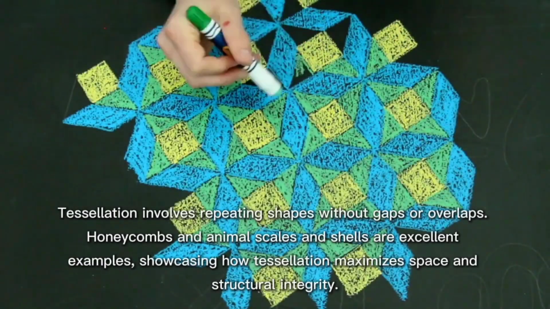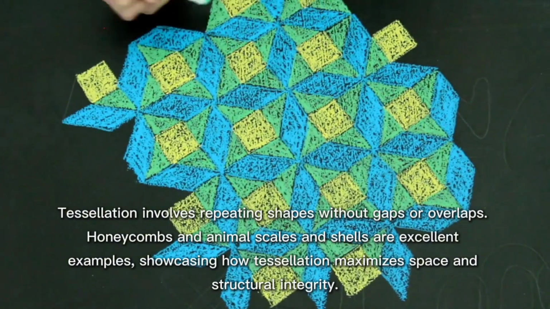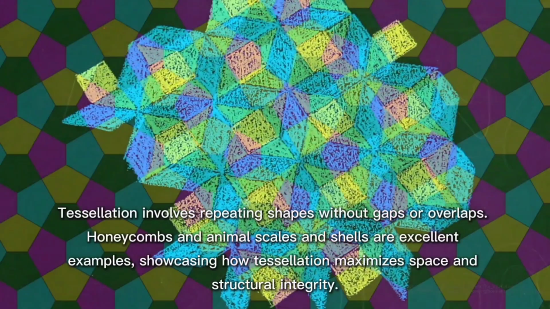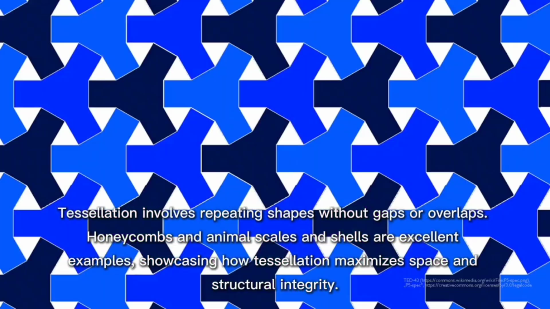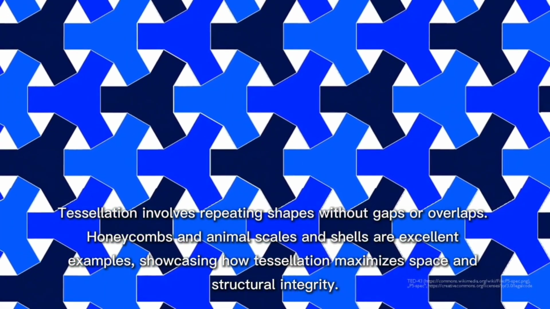Tessellation involves repeating shapes without gaps or overlaps. Honeycombs and animal scales and shells are excellent examples, showcasing how tessellation maximizes space and structural integrity.